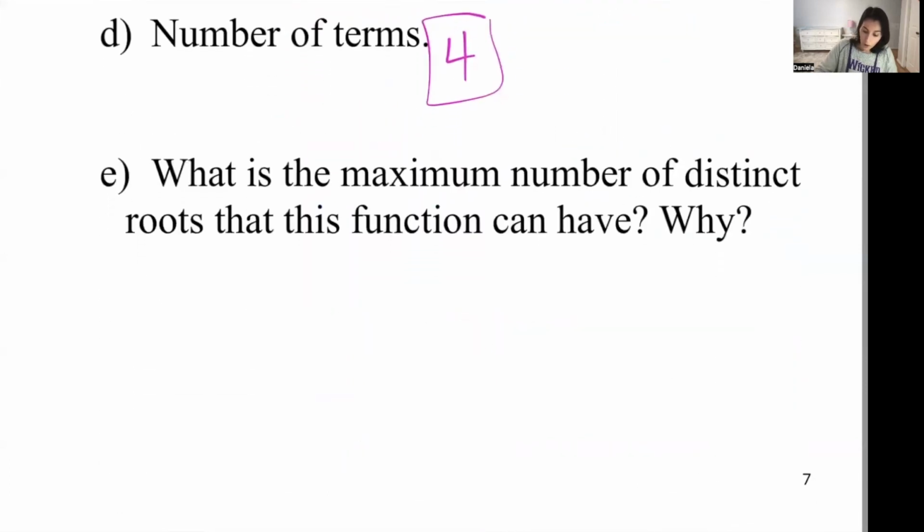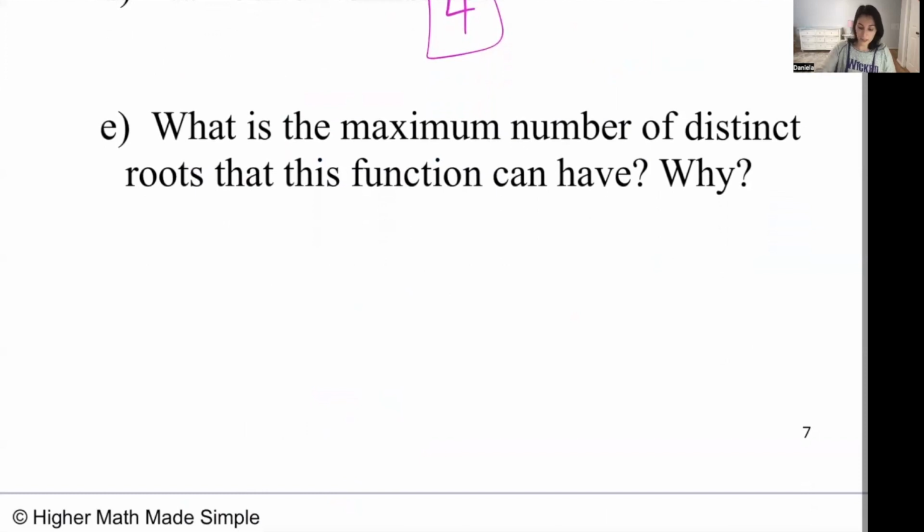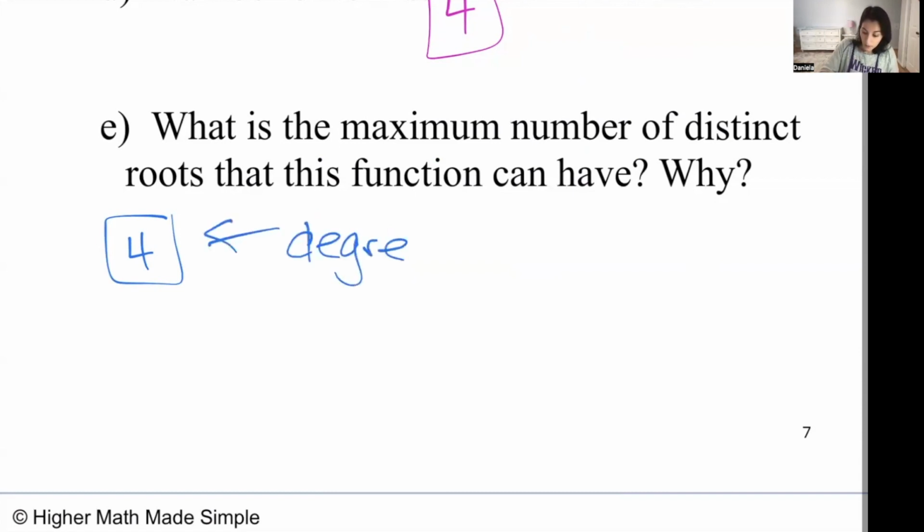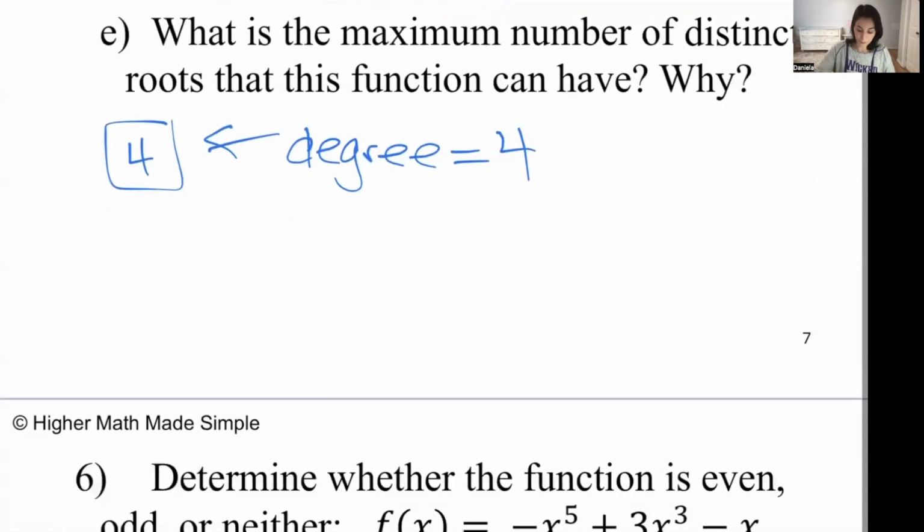All right, and then what is the maximum number of distinct roots? Distinct, or I could say unique roots, means different roots, not repeating roots. And the maximum amount of roots, or x-intercepts, or zeros, which are all interchangeable, is 4. That is because the degree is 4. If the degree was 10, x to the 10th power, then there's a maximum of 10 roots. That is how the theorem goes.